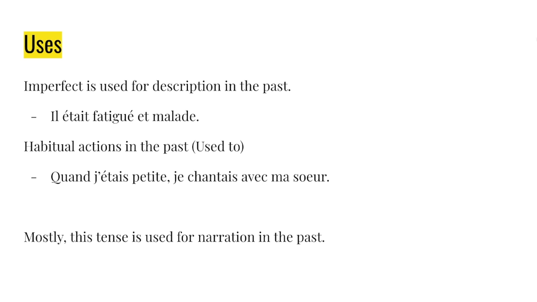The imperfect has many uses. The primary use is for description in the past. Another use is habitual actions in the past. So anything that in English we would say, I used to do, or when I was younger, I would do this often. Mostly, this tense is used for narration in the past, and it works together well with the passé composé to tell a full story that happened in the past.